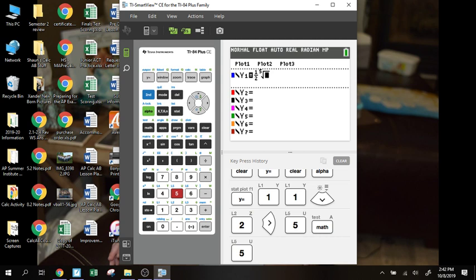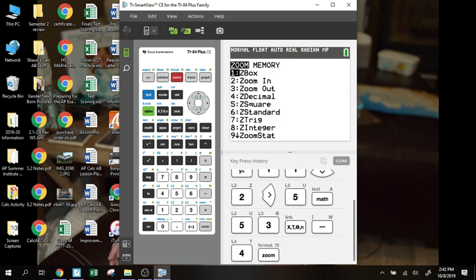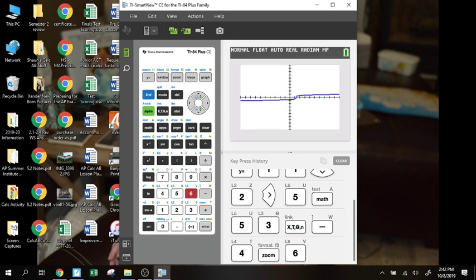I can just type mine in here. 3x minus 4. Now make sure yours looks something like this. If you do not put the parentheses around that, if you don't tell your calculator that the 3x minus 4 is supposed to be inside the radical, it's going to look more like a straight line. So if it doesn't look like a little curve right there, if you're having trouble with that, let me know.